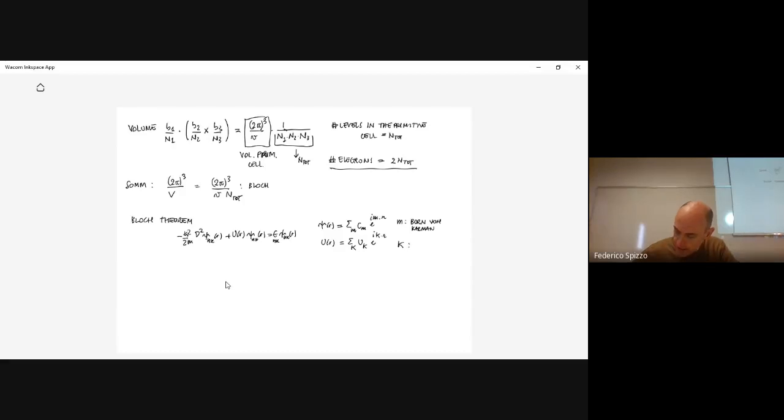K in this case is a vector of the reciprocal lattice. So capital K is a vector of the reciprocal lattice, while M is just one of the vectors that comes from the application of the Born-von Karman boundary conditions.